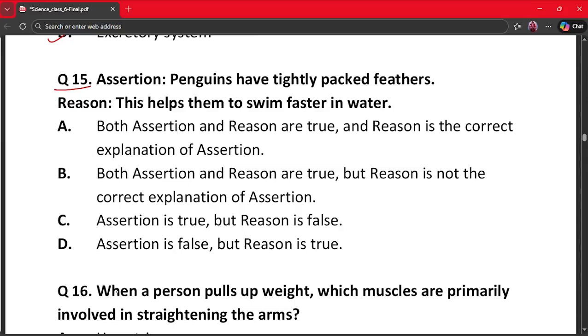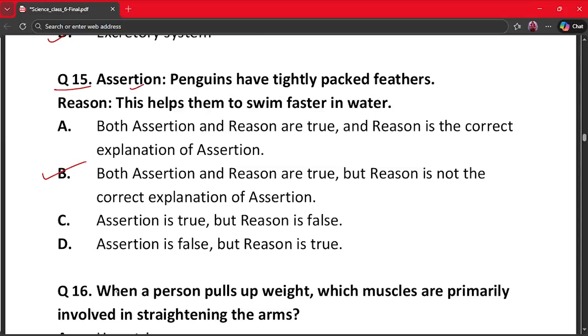Here the correct answer is option B. So penguins have tightly packed feathers. These feathers provide insulation that does not directly help in swimming faster. So both statements are true but the reason does not explain the assertion. So here the correct answer is both assertion and reason are true.